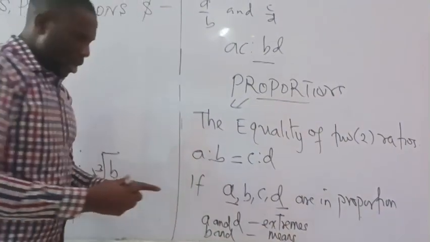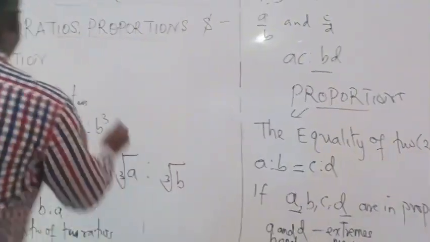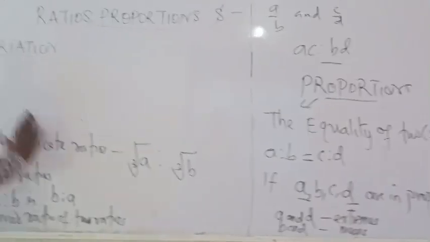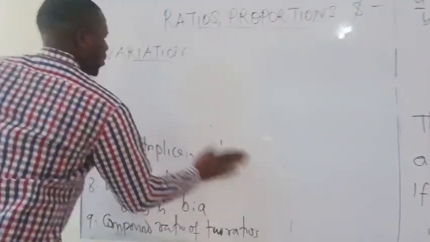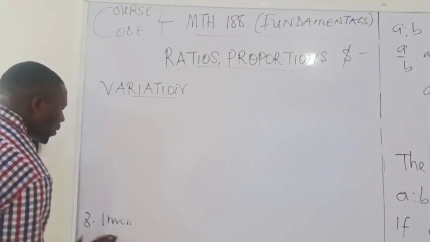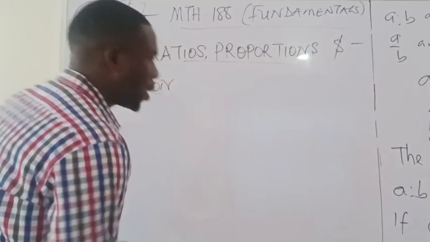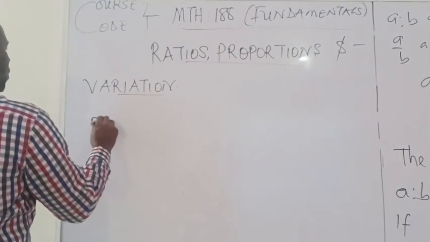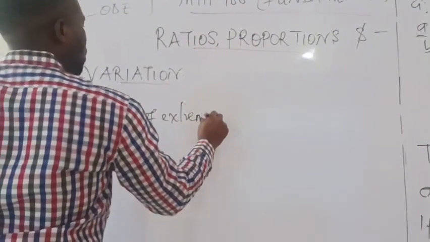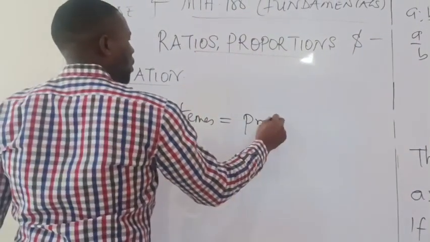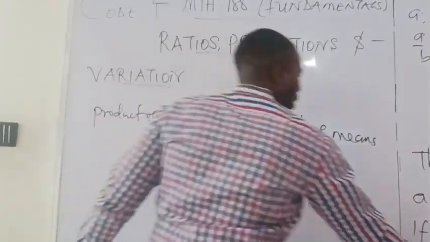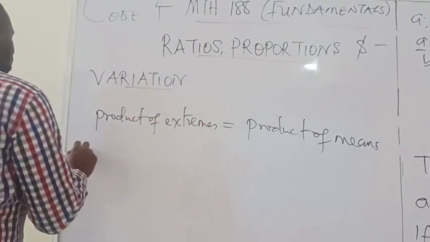And it may interest you to know that the product of the extremes is the same as the product of the means. So these are a few things we need to know on proportion. The product of extremes is the same as the product of means, that is, if they are in proportion. So I give a few examples.